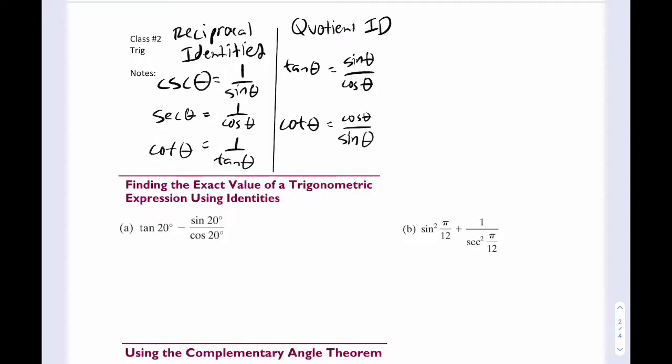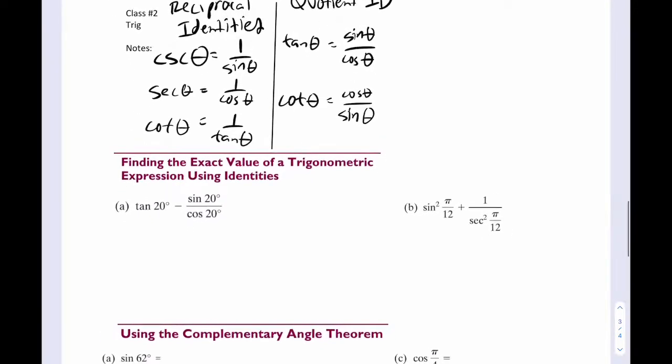Okay, so that's all we need for now. Let's go to example A here. It says find the exact value. So tan 20, we clearly can't evaluate that. So we got to figure out what this thing is. And we just talked about it. Sine over cosine is tan. So you can rewrite this piece right here as tan 20. And look at that. You have tan 20 minus tan 20. That is 0.